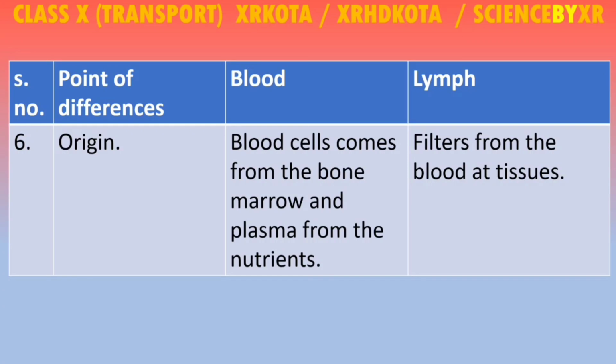Next, origin. The blood has its own origin. All the cells come from the bone marrow, whereas the water and other things come from the digestive system, whereas the lymph is filtered from the blood.